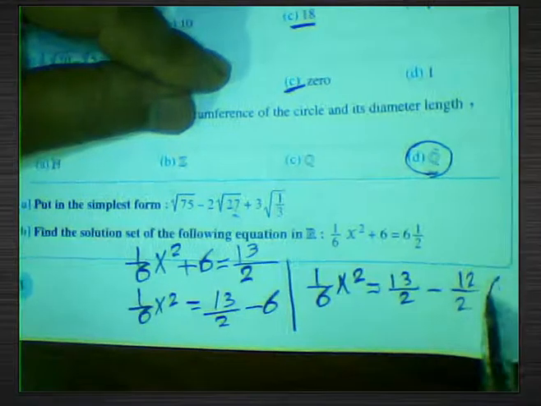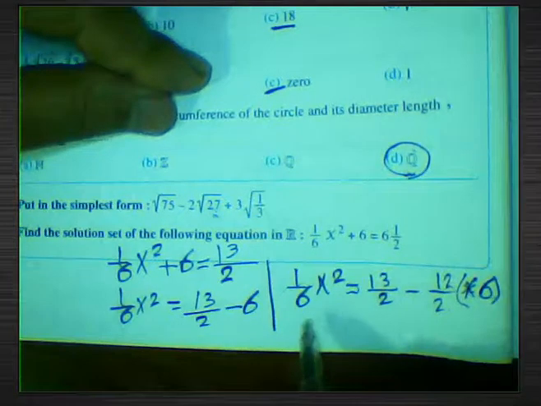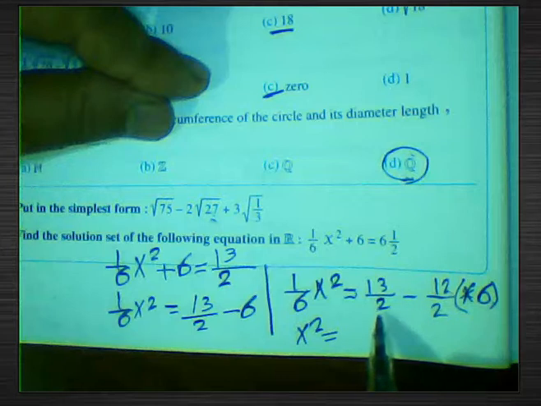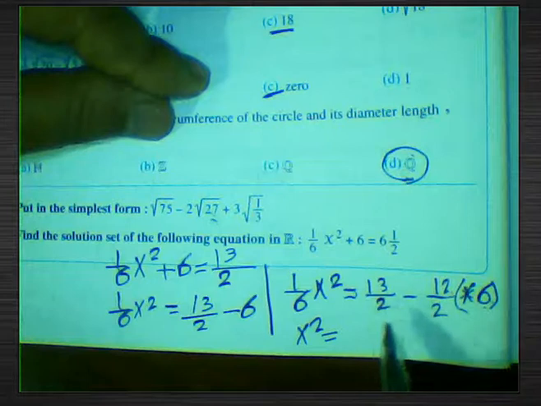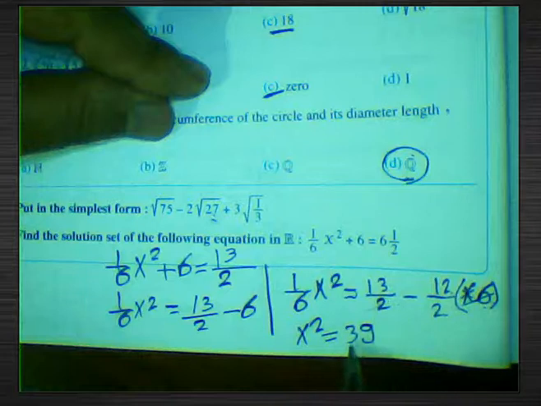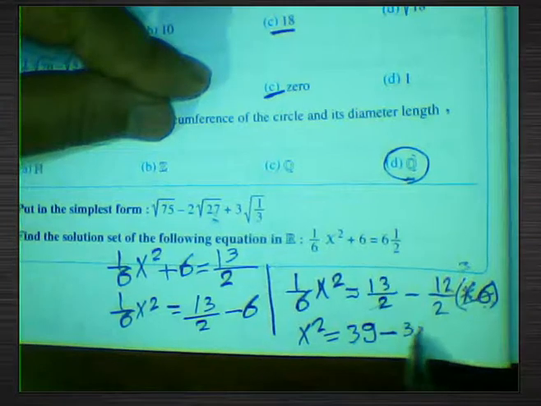Okay. Our denominator we will multiply by 6. 6 divided by 6 equals 1. 1 multiplied by x power 2. X power 2 equals 6 divided by 2 equals 3. 3 multiplied by 13 equals what? We will multiply 3 times 13: 3 times 3 equals 9, 3 times 1 equals 3, so 39. Subtract 6 divided by 2 equals 3. 3 multiplied by 12 equals 36.